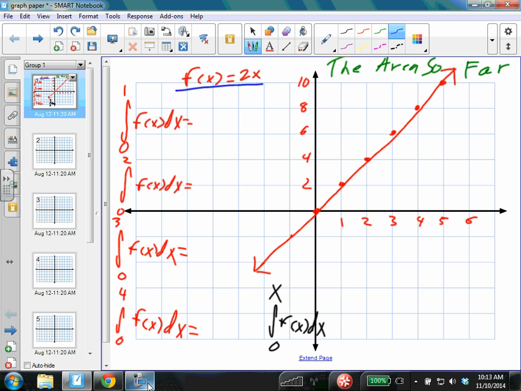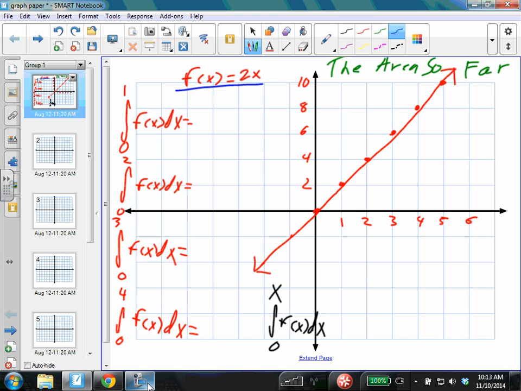Okay, so the first thing I want to talk about is this first one right here. The area, right? Remember, an integral is the area under a curve. So we want to know the area between 0 and 1. And we've been doing shapes with geometry, right? We've been able to find the area under a curve using geometry. And so I'm going to employ that same skill right here.